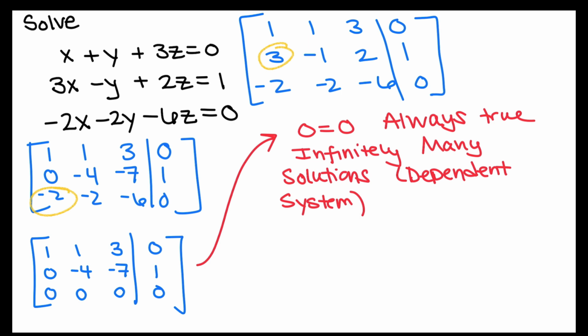So this is a special case. If the last equation, or it could be any one of your equations, I guess, simplifies down to a true statement, it has no variables left, and that true statement will always be of the form 0 equals 0, then you have a dependent system, which has an infinite number of solutions. Now, there's a second kind of special case that could happen.